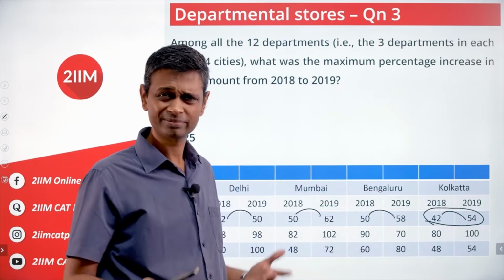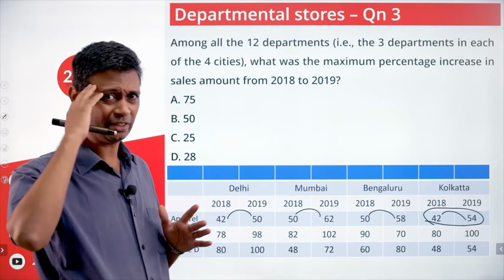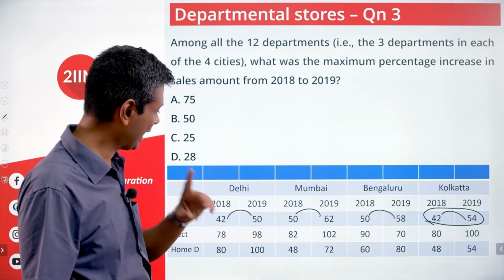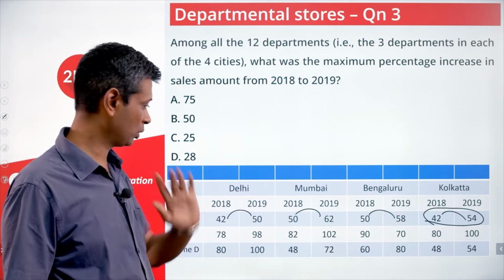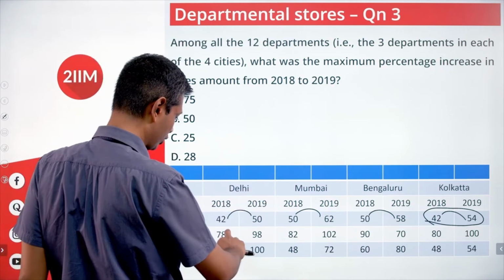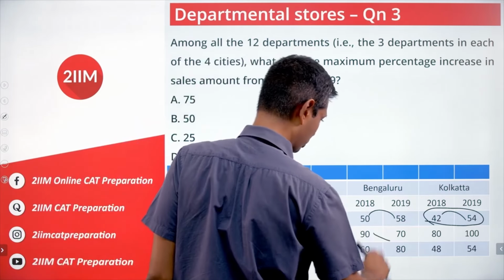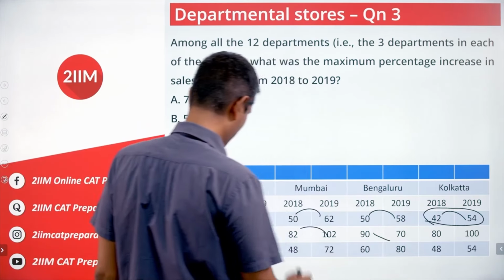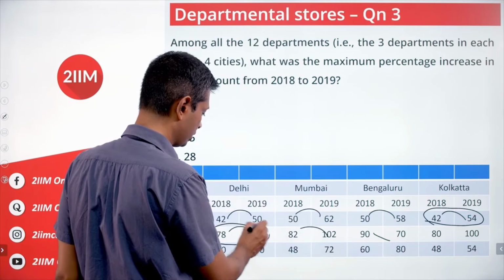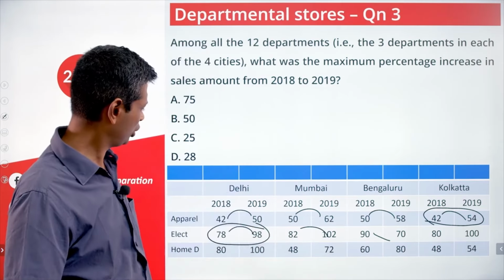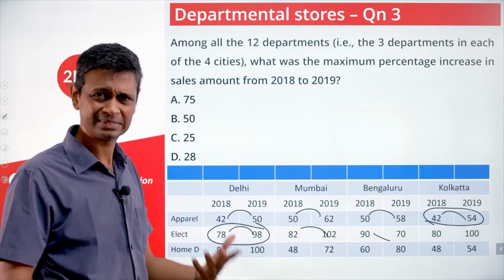12 by 42. Fine, I'm going to keep that in mind, but I'm going to look at the others. I might have to come back. 12 over 42 is the highest so far. Not 8 over 42, 12 over 42. 78 to 98, increase of 20. Decrease, I don't have to worry. In the 78 to 98, increase of 20 is the best. But 42 to 54 is probably sharper. 12 by 42, 20 by 78.